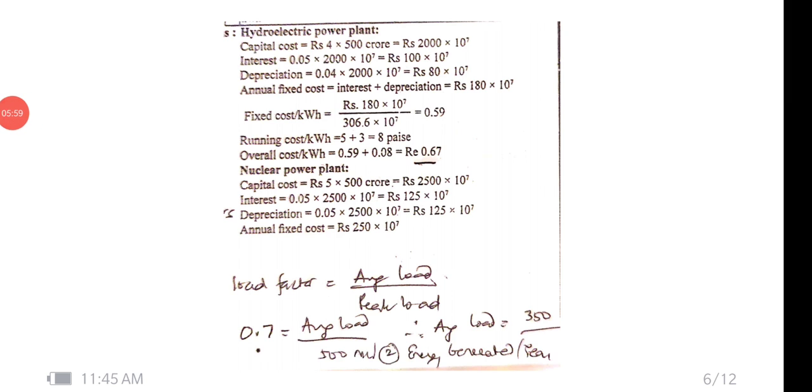Now look at the handwritten text here. Load factor is equal to average load divided by the peak load. The load factor is given as 0.7. Average load we have to calculate. Peak load is not given, so we will consider peak load as the installed capacity itself. Installed capacity is 500 megawatt. So the average load will become 500 into 0.7, that is 350 megawatt. So 350 megawatt is the average load.